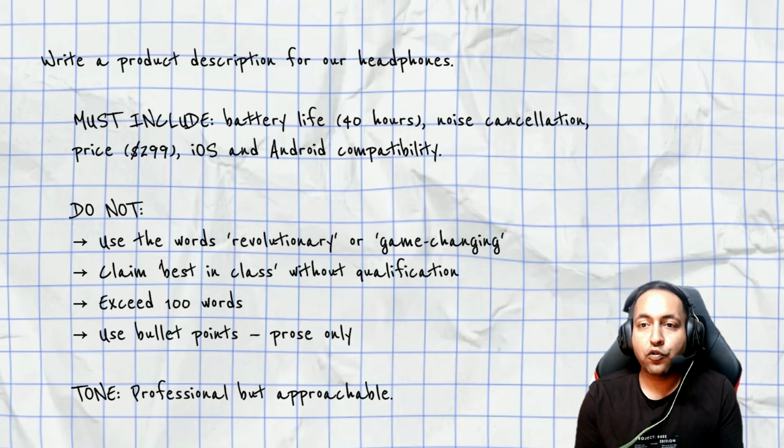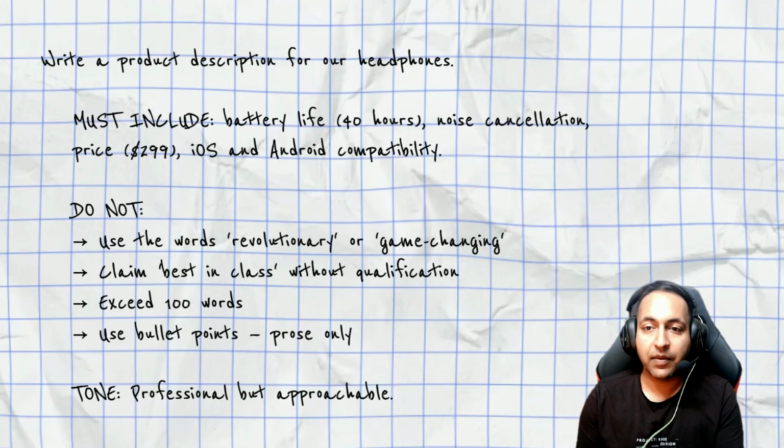You can add some do nots. For example, do not use the words revolutionary or game changing. Do not claim best in class without qualification. Do not exceed 100 words. Do not use bullet points. Use prose only. The negative constraints prompting is very common in domain specific applications.